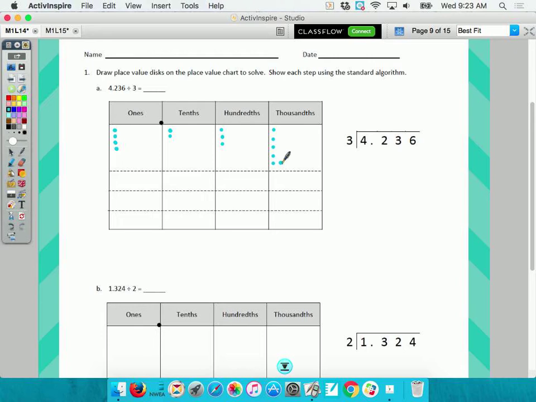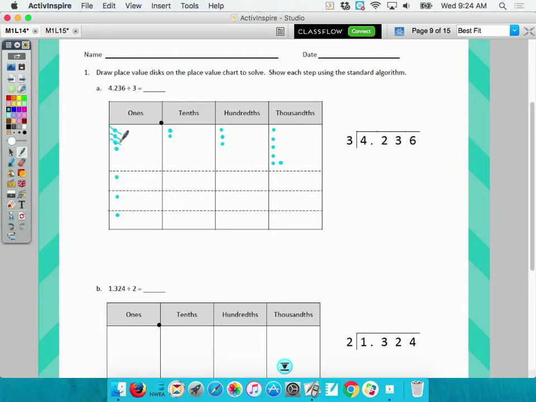And if I have 4 ones, and I need to divide them into 3 equal groups, how many will be in each group? 1. So cross off those 3, and I'm going to go slow so that I make sure you're with me.